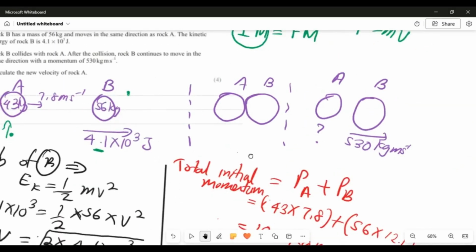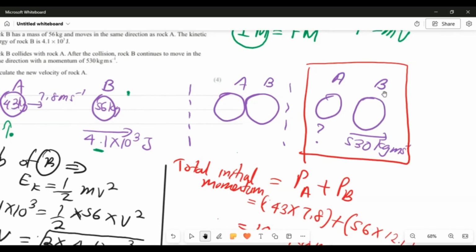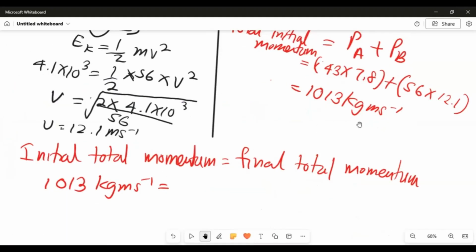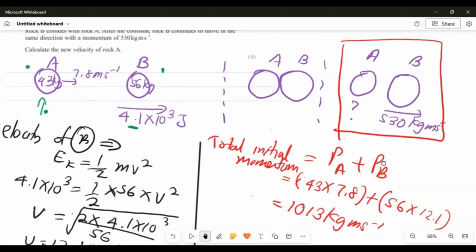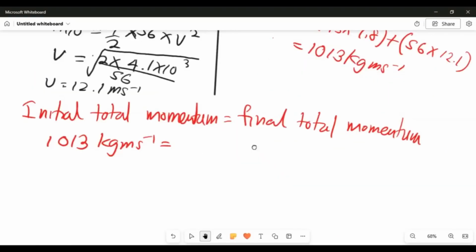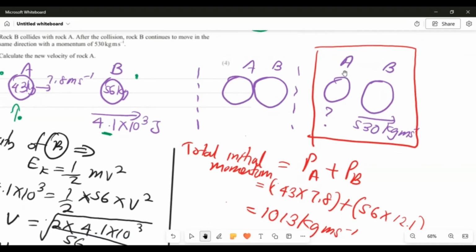So the final total momentum is associated with these quantities. In the question they have given that the final total momentum of B is 530 kilogram meters per second, and after the collision the object B moves in the initial direction. So it should be a positive momentum there. So basically final total momentum is also the final momentum of A plus final momentum of B. So we shall go with that one.